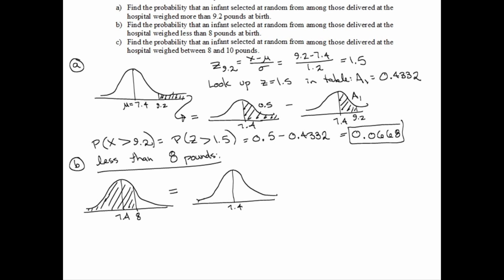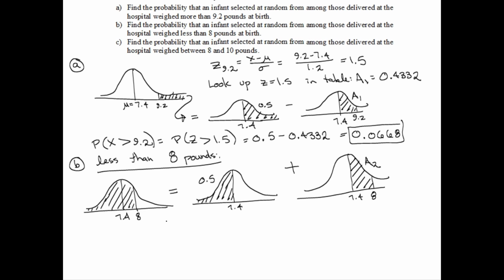So what we're going to do is we're going to break it up. We know that half the area is 0.5. And we know that we can look up the area from 7.4 to 8. We can look that up in the table. And then what are we going to do this time? This time we're going to add them, right? And we're going to have to take the half and then add a little bit more to get to our shaded area. Let's call this A2.